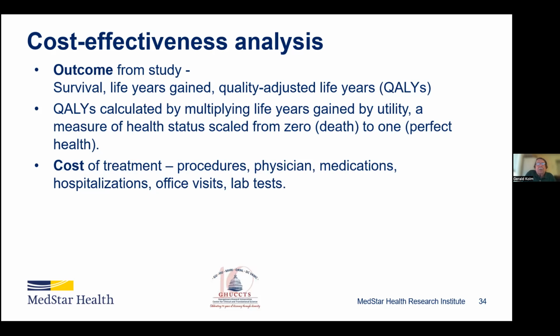And so if you multiply this utility by the survival time or the life years you gain from being on the study or being in the treatment, those are then what we call quality adjusted life years. And then, of course, we have the cost of the treatment, which could include procedures, physician costs, medication costs, hospitalization or office visit, lab tests. So there's any number of costs that we can include in our analysis.